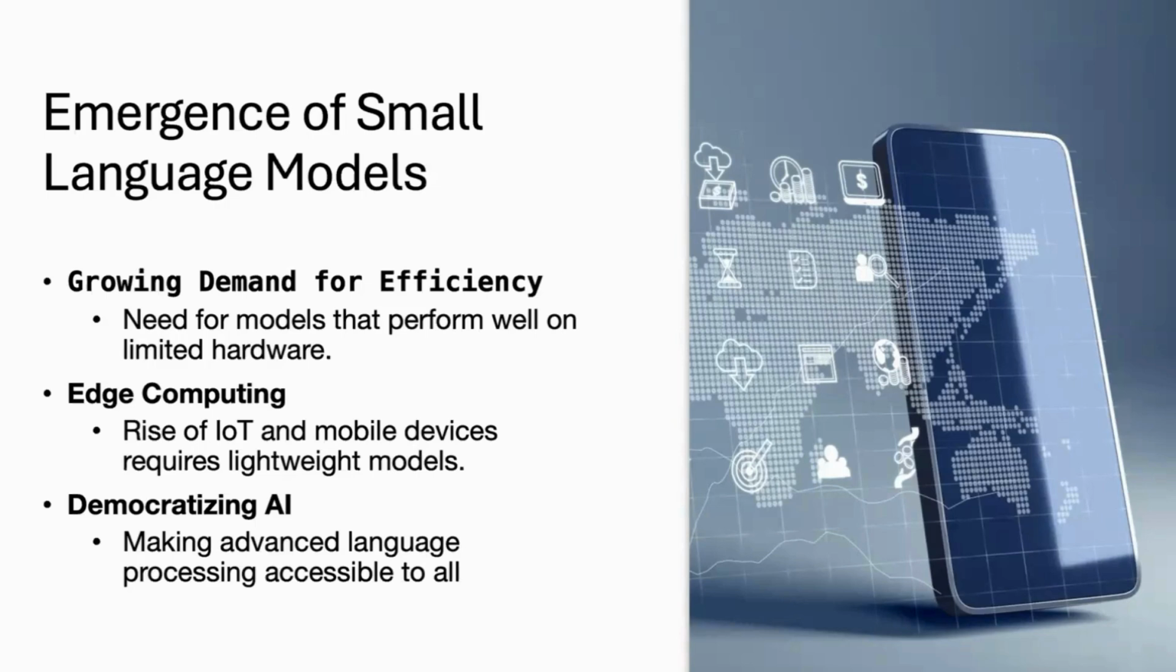Edge computing, IoT devices, and mobile devices require lightweight models, and also democratizing AI. It could be accessible to anyone. If you have a small device model deployed in a smaller environment, it could be accessible to anyone who wants to use it. And limited hardware: we want models to work on a smaller hardware footprint, with limited memory and energy. That's also a priority because of the huge environmental impact these models have.